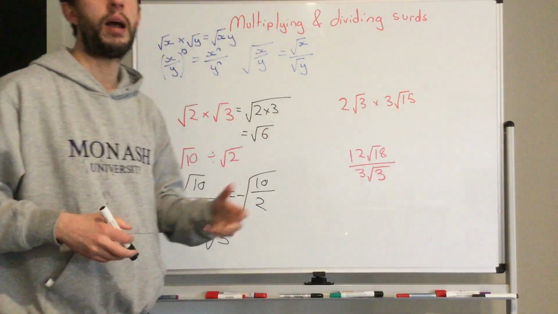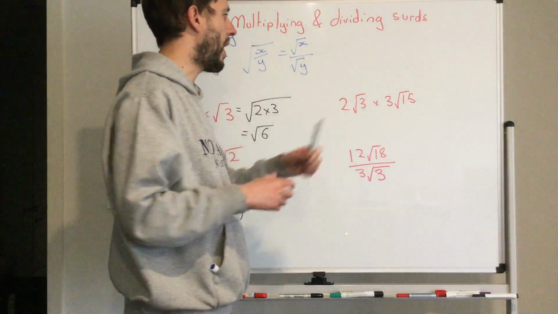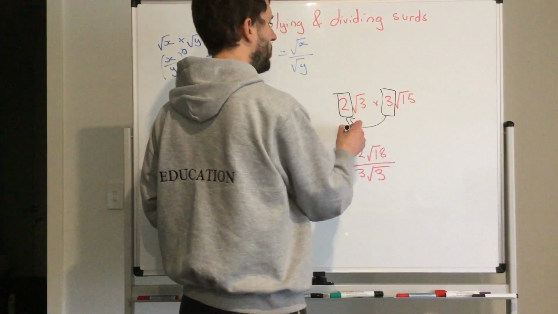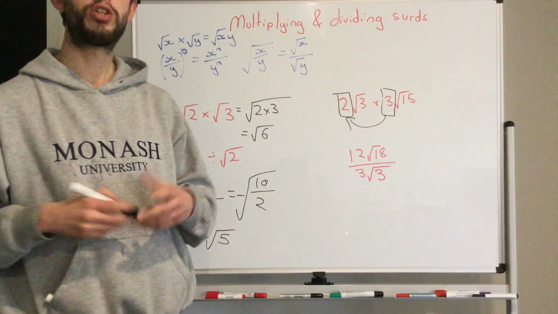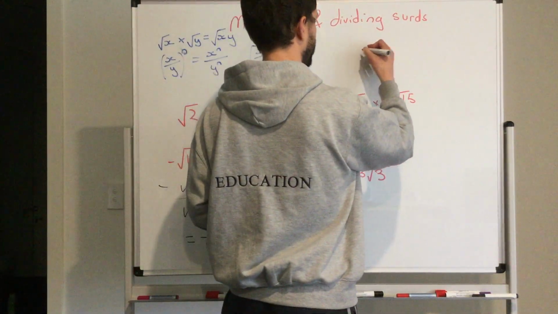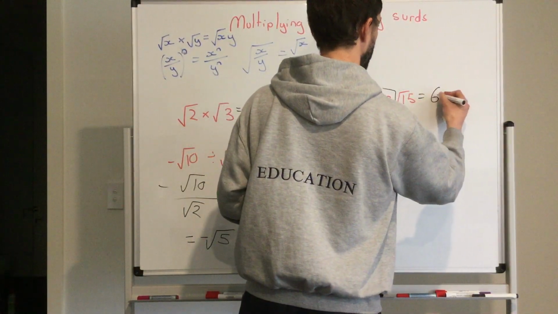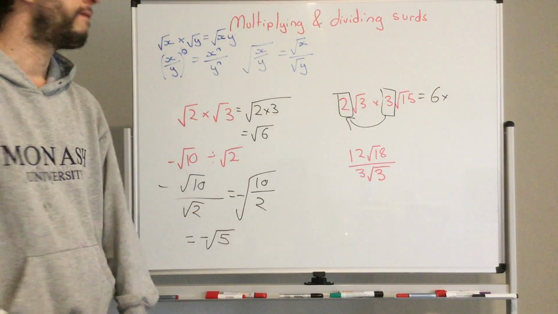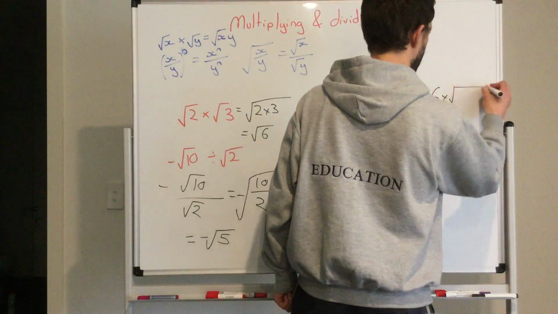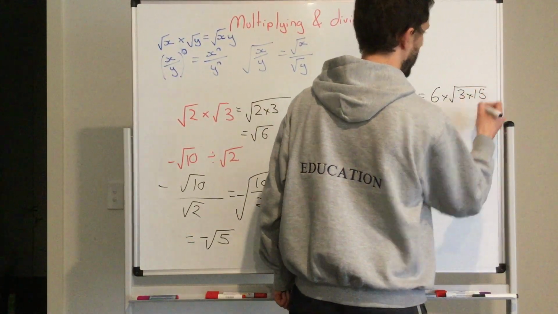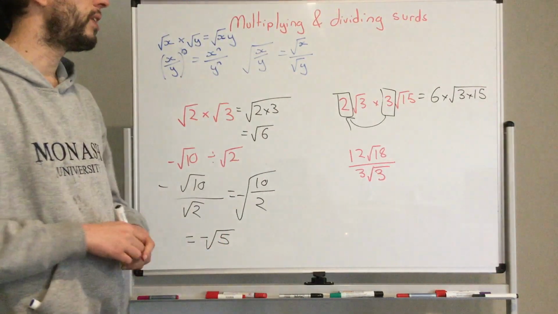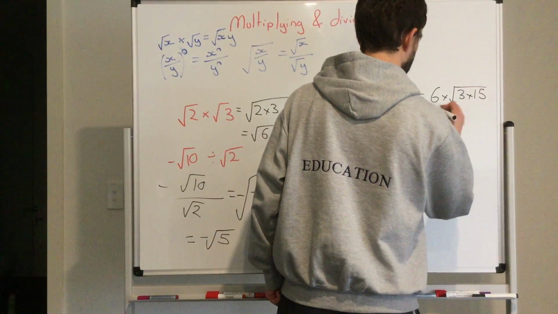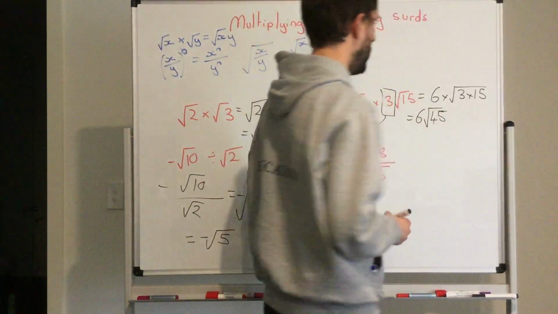Here we've got everything that is timesing against each other. So I always look at my terms that are similar: my whole numbers and then my surds. So 2 times 3 is 6. Then I've got the surd 3 timesing by surd 15, which is just times the square root of 3 times 15. 3 times 15 is 45. So 6 square root of 45.